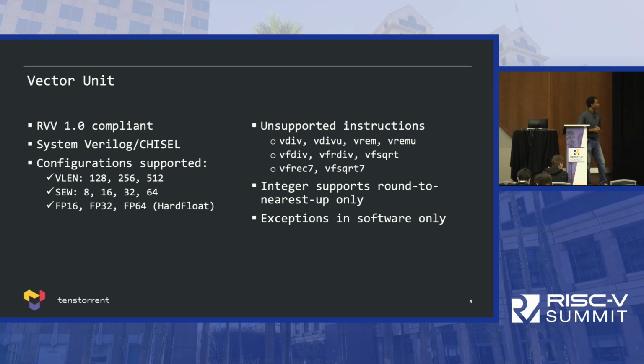We use the HardFloat library. I was talking to John yesterday. He's here, thanking him for the library because that was a quick way for us to get started using floating point without having too much floating point expertise. So we implemented almost all the instructions. A couple of instructions we're still working on, which haven't been implemented yet, are the divide, remainder, and the square root. Currently, the integer supports round to nearest up only, and exceptions are only supported in software.